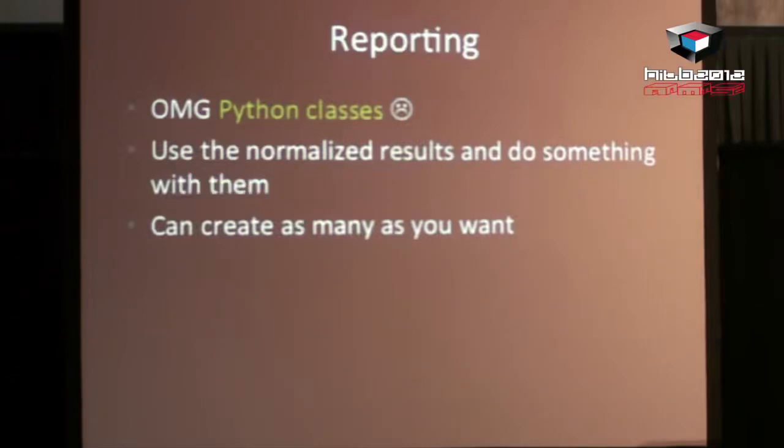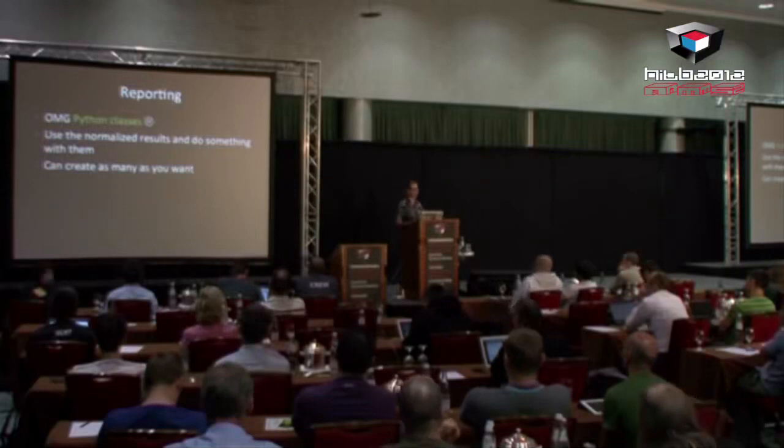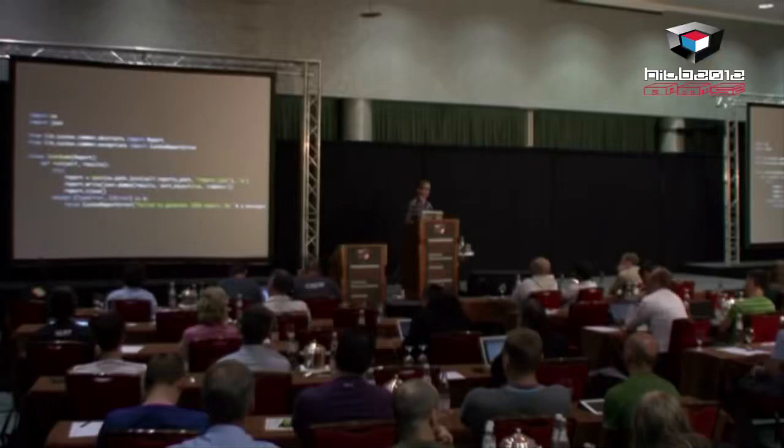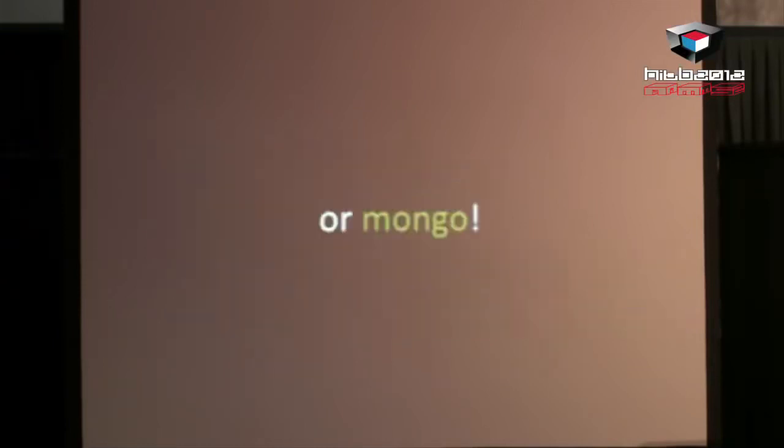So reporting. The reporting modules are, again, Python classes. They use the normalized results that are produced by the processing modules. They take that, for example, the JSON stuff that you saw, and do something with it. The one that I just showed you just created a simple JSON file containing all the information, but you can do whatever you want with it. For example, with my website, I created just a simple module that gets the stuff and sends it over to an API that stores it into a database. Or you can use, for example, Mongo, which is another module which is inside Cuckoo by default.